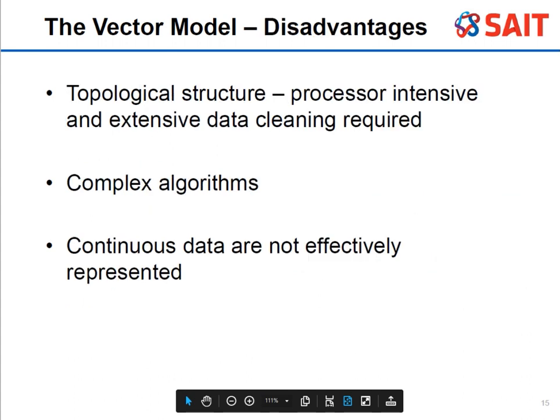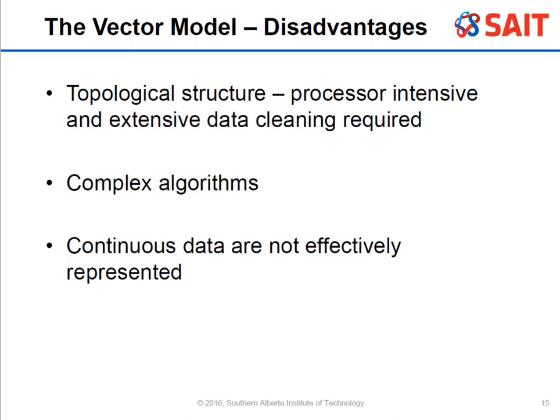But with every advantage, there's always some sort of disadvantage that comes with it. With the disadvantages for the vector model, the topological structure is really intensive. If you have a lot of data and you're trying to put it all together into one map with many layers, it becomes really, really intensive, and it takes up a lot of processing time. And you really need to spend a lot of time cleaning the data.